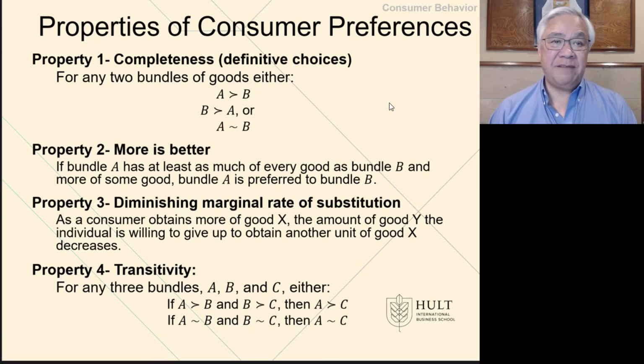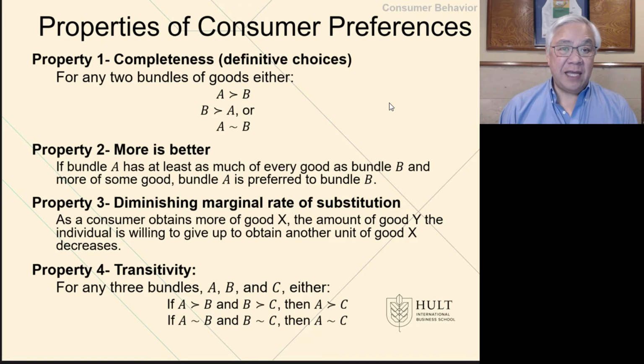And finally, transitivity. If we have three bundles, A, B, and C, if A is greater than B and B is greater than C, then A is greater than C. Sounds like algebra, doesn't it? But it deals with individual choices as well. And these are the rules under which we will then build indifference curves and try to predict consumer behavior.